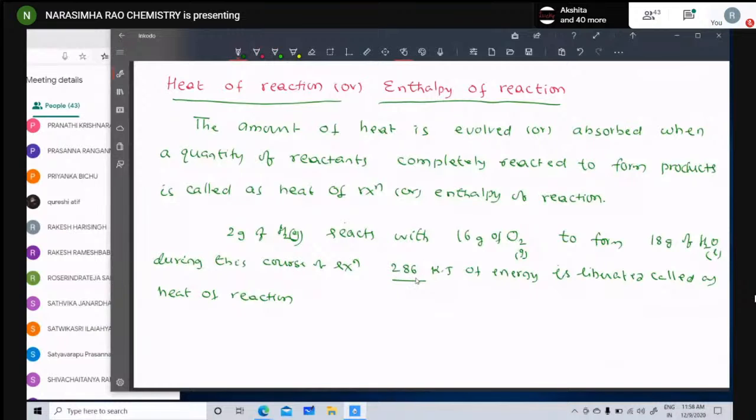But observe, children, in that example, H2O is in a gaseous state. Did you observe? Yes, sir. But here the H2O I gave you is in which physical state? Liquid. Means as the physical state of the reacting species changes, the enthalpy of reaction will be affected.